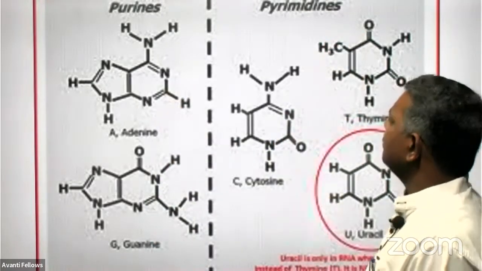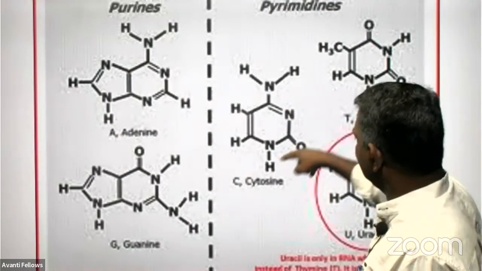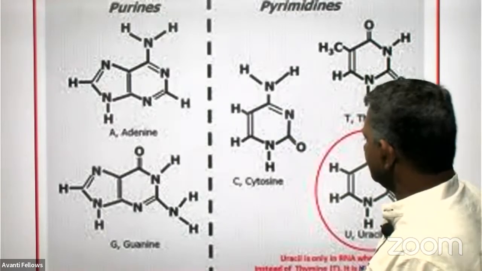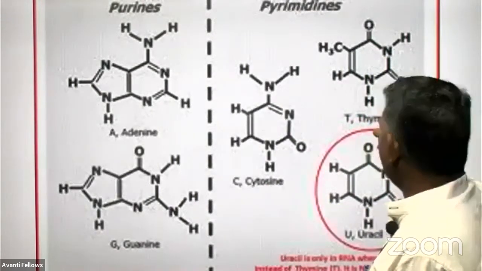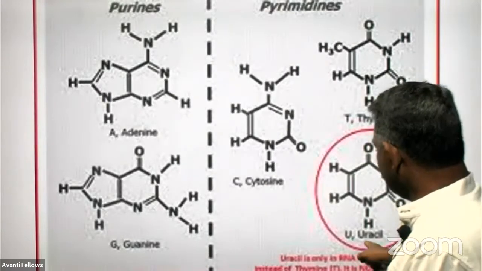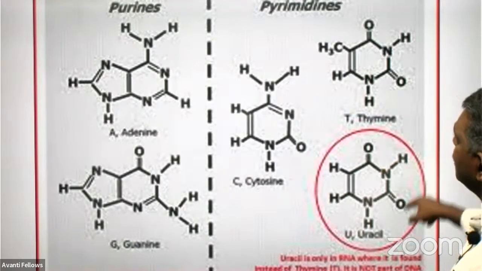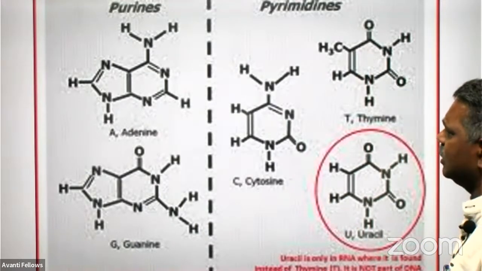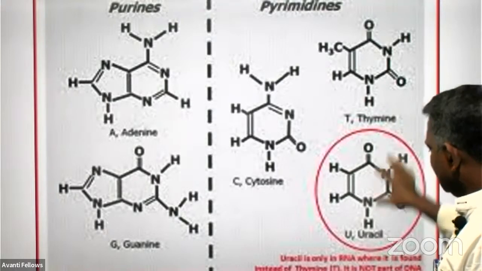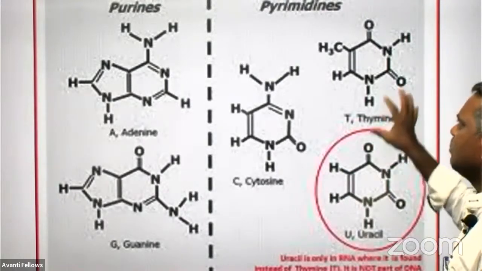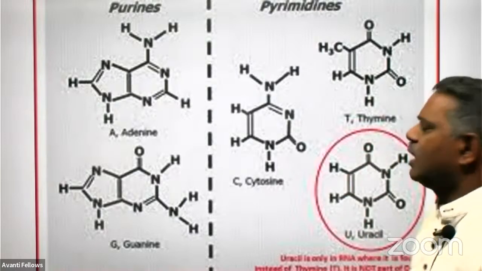Whereas the pyrimidine is monocyclic, only one cycle. It is simple in its construction. It consists of cytosine and thymine, and one more, uracil. Uracil is also a unicyclic pyrimidine. But why is it given in a circle? Because this uracil is present only in RNA. It is not there in our DNA.